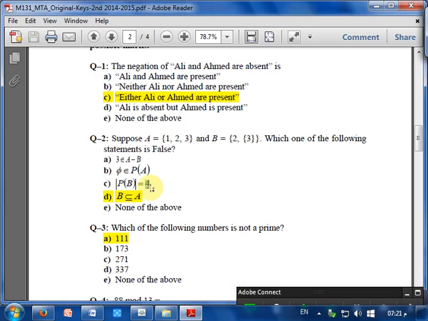B is a subset of A. Whether B is a subset of A? A subset is one which has elements which are also in A. So 3 is not there in A. This 3 is different than this 3. So this 3 is not in A. It means it is not a subset. So it is false.